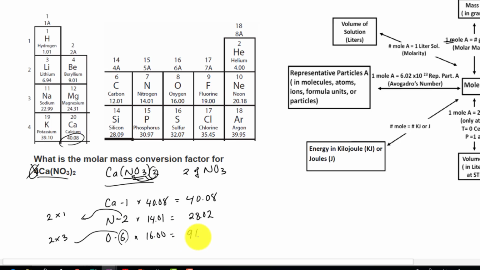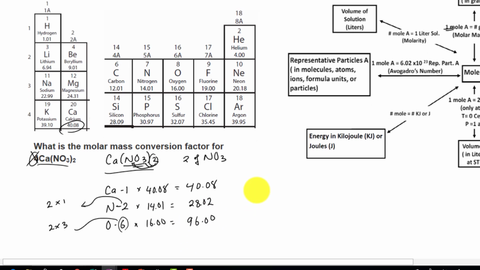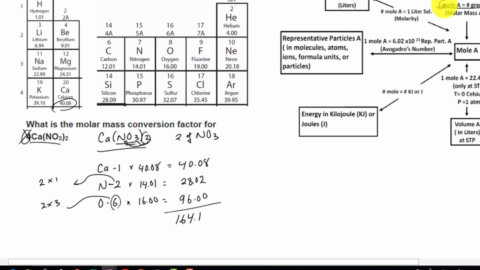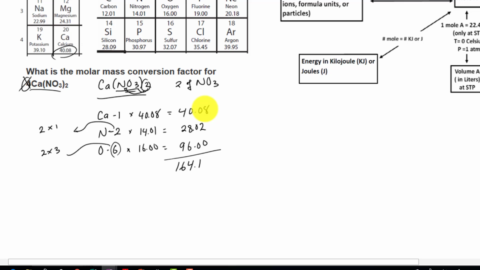This gives us 96.00. And to find the total mass of the whole chemical compound, we add all the mass of all the elements together. In this case, we plug in the calculator and we have 164.1. And to write this as a conversion factor, again, it is relative to 1 mole. I'm going to write out the conversion factor and we're going to substitute in, okay?